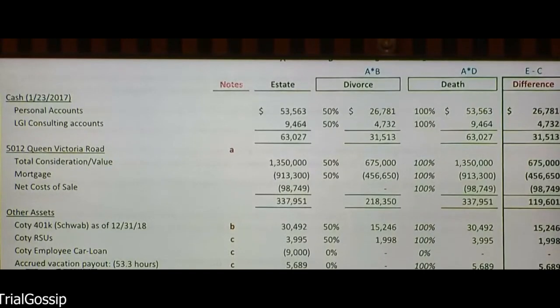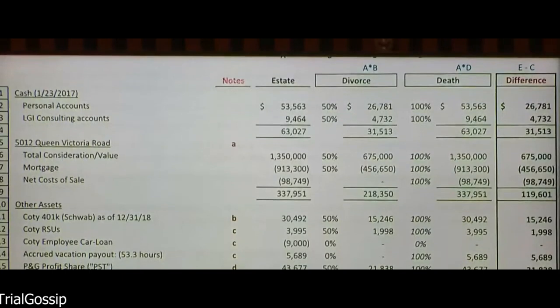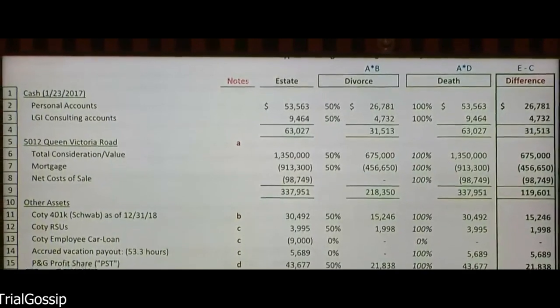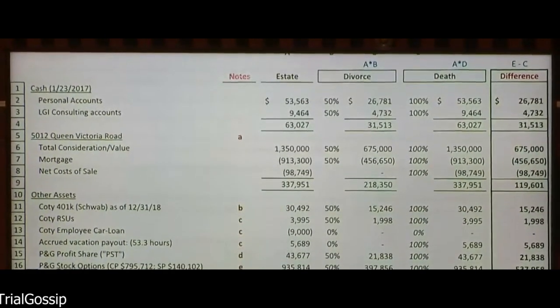Line 7 is the mortgage at the time of Fabio's death, and then the net cost of sale. So line 9 is the net proceeds. And in fact, I think actually line 7, I could look at my source document, but line 7 is likely the mortgage at the time of the ultimate sale.